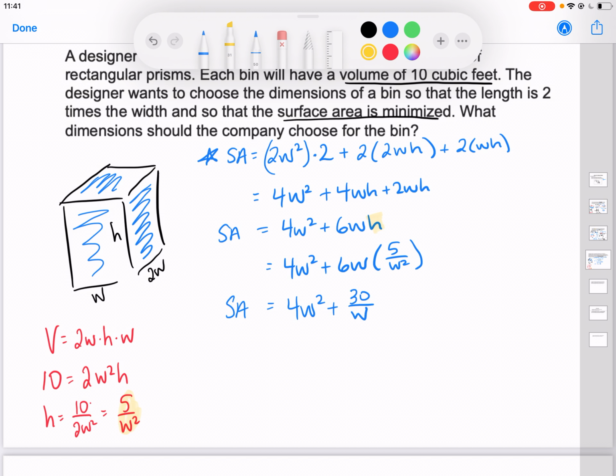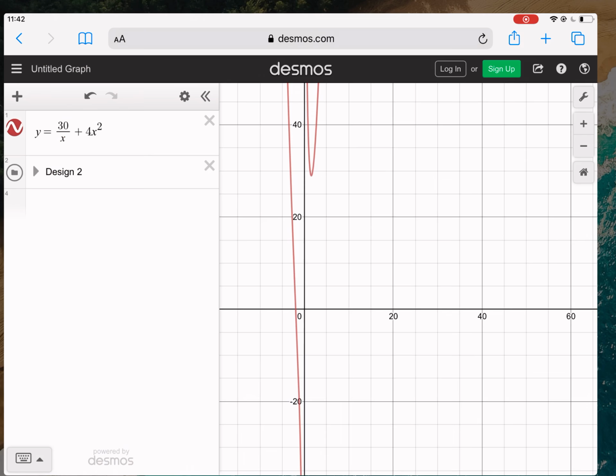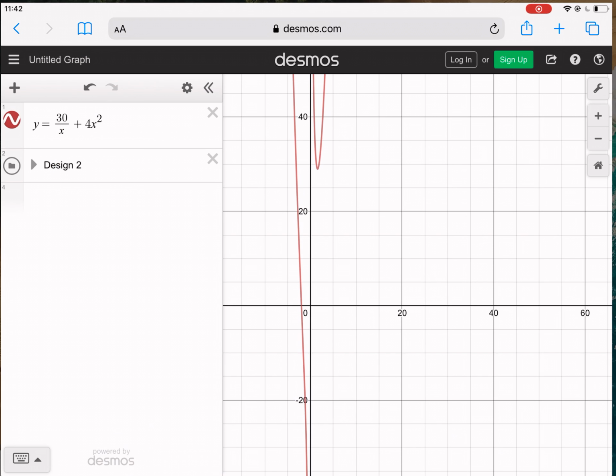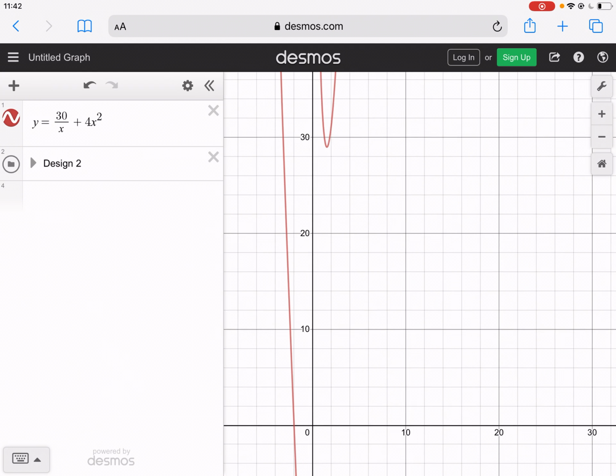Since we have a variable in our denominator, that's going to tell us that we need to go to Desmos. So let's go ahead and switch over to Desmos, and we're going to type this in. Well, I should say you don't have to go to Desmos. You can use a graphing utility. I would just use x instead of w when you type it in. Let's go ahead and do that on my page. I've already graphed it. I did it a little out of order, but that's fine.